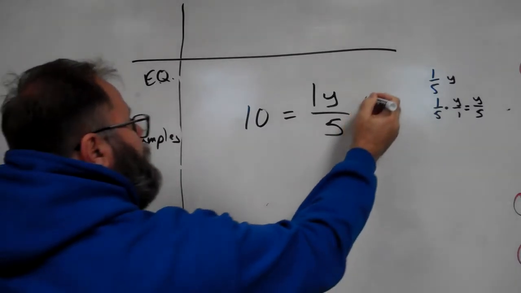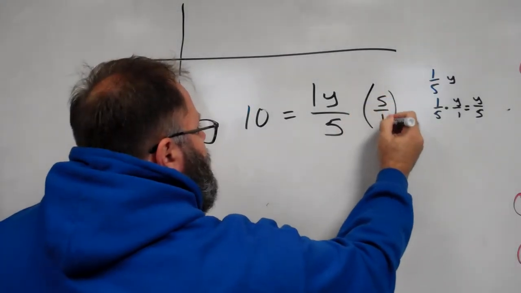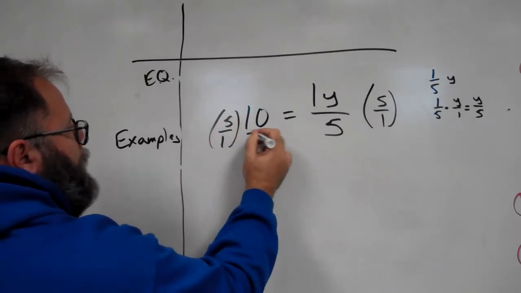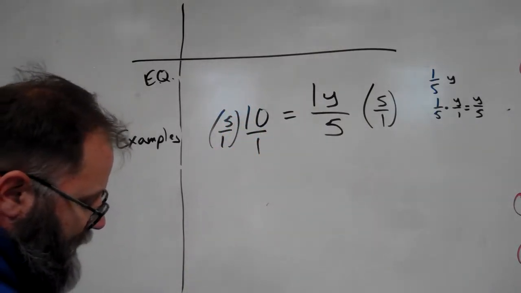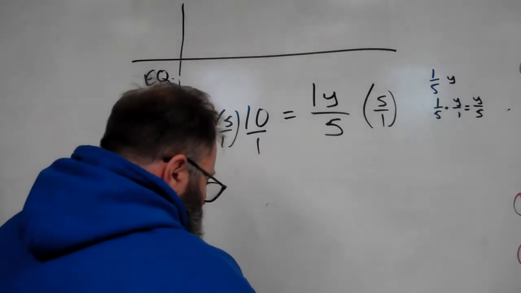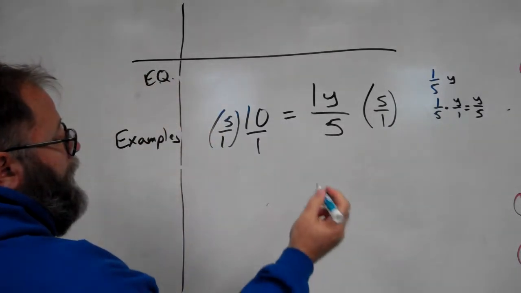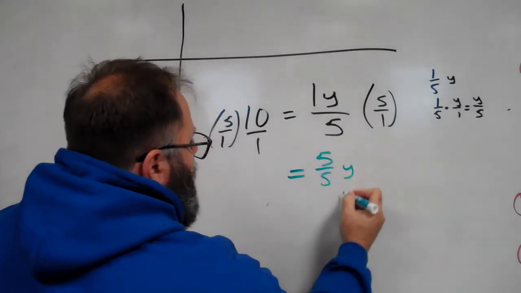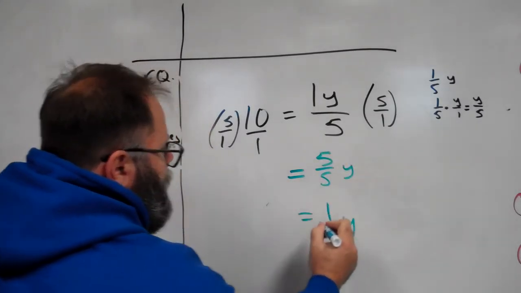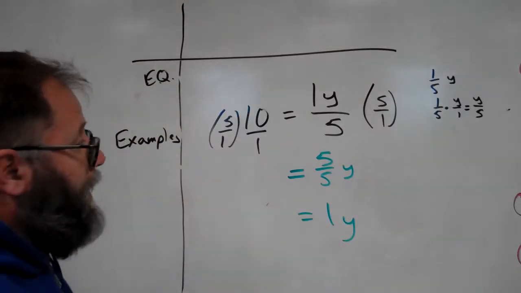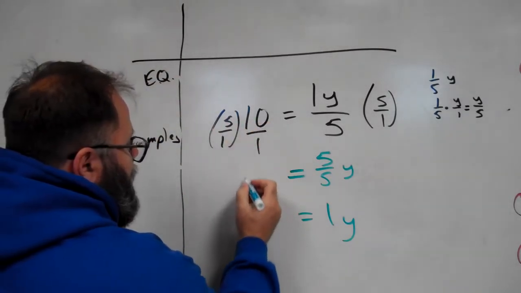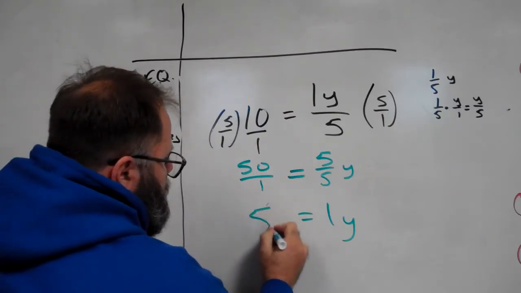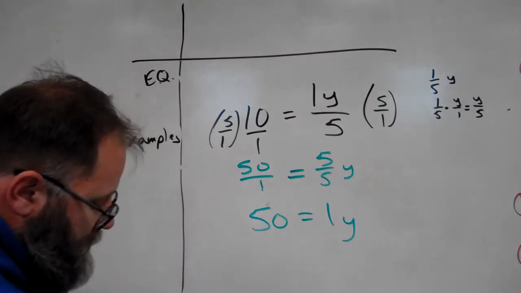So my reciprocal is 5 over 1. I justify my whole number with that denominator, and now I do some multiplication. So now I have 5/5 y, which is the same as 1y. Perfect. Our y stayed on the right. Now I have 5 times 10 is 50. 1 times 1 is 1, which means 1y equals 50.